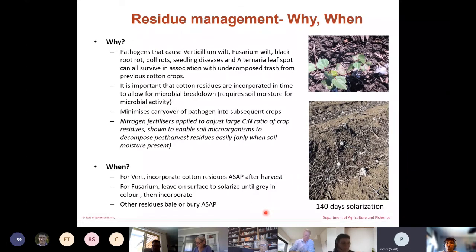Fusarium is different. We leave that on the soil surface and we solarise it. And this is 140-day solarisation. That's because it's a really good saprophyte and it grows on residues really well. So we want to solarise that and kill as much of the pathogen to start with before we can then go into the soil. And with other crops, you need to bury them or bale them as soon as possible.